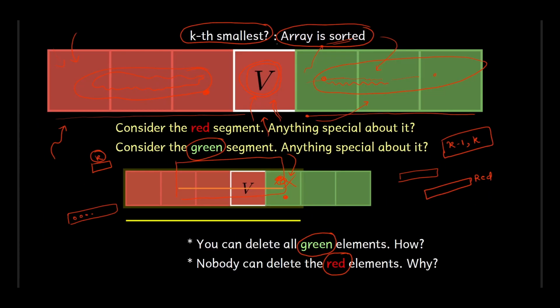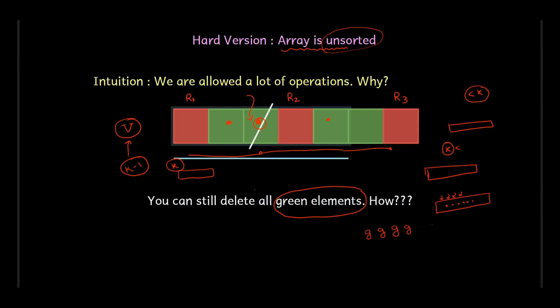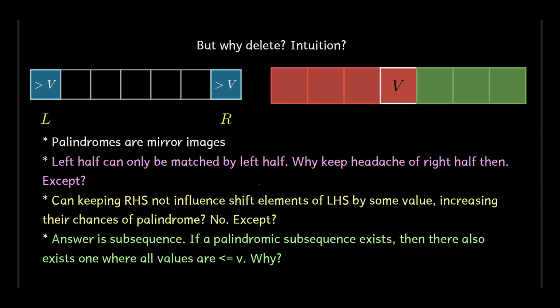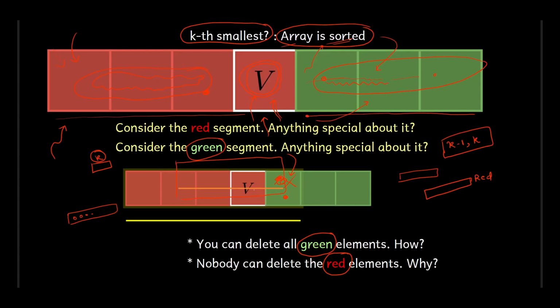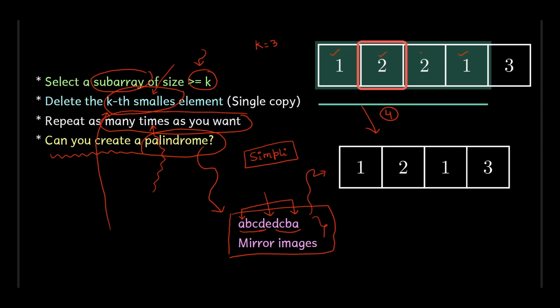In the unsorted array case, we saw that we can delete, but it doesn't mean that if you can delete, you have to delete, right? So what is the intuition behind that? Like, should we even be deleting them? One thing you'll realize is that in the first slide, we discussed one important fact about palindromes, that they are mirror images of each other.